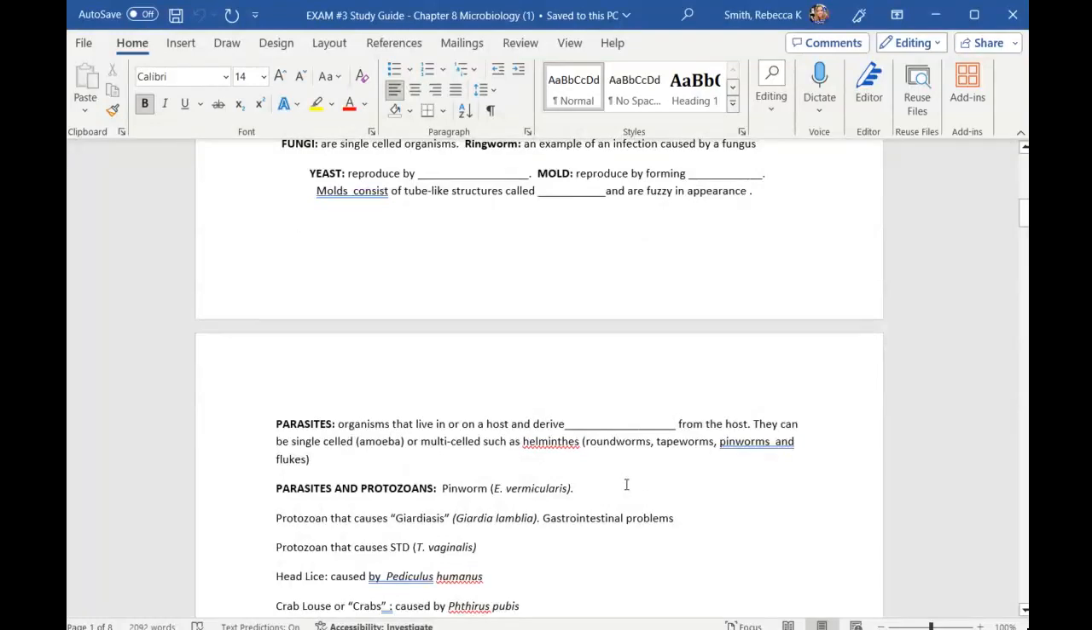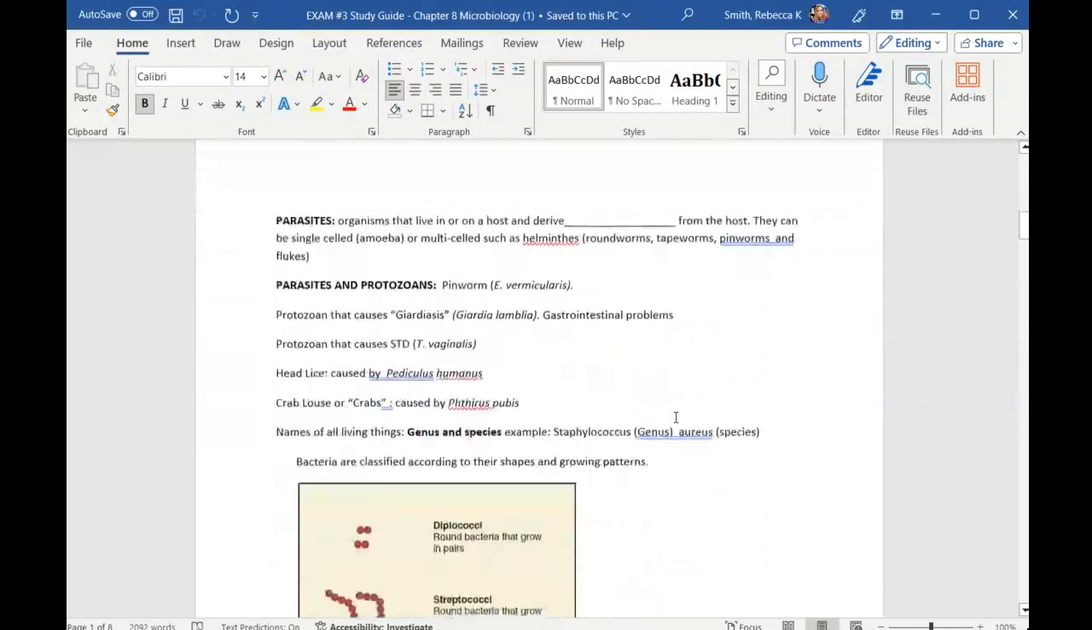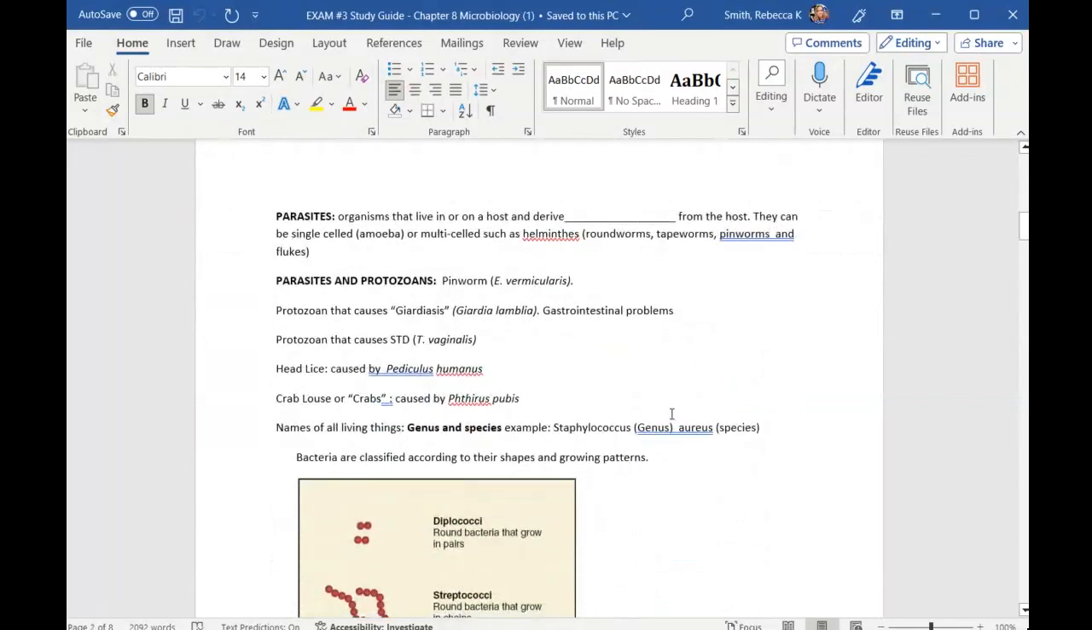Okay, parasites. They can live in or on a host and derive what from the host? I would take many answers for this one. Nourishment. Yep, they suck off of the host. Have you ever seen a leech? A leech is like a large parasite, right? It would put itself on top of a fish or a human, and it will derive all of the blood from the host. So that's just a huge example, right?